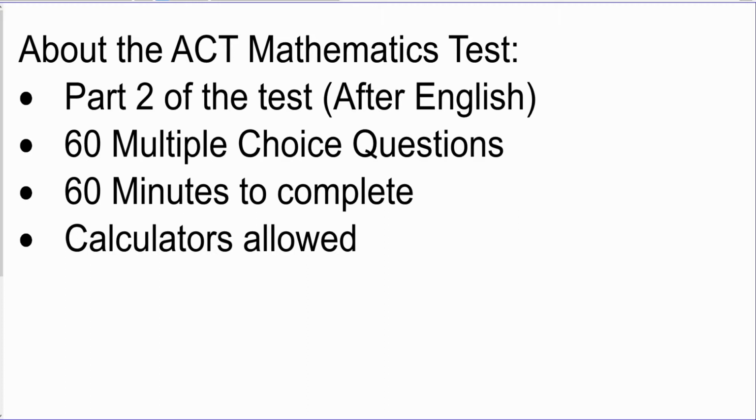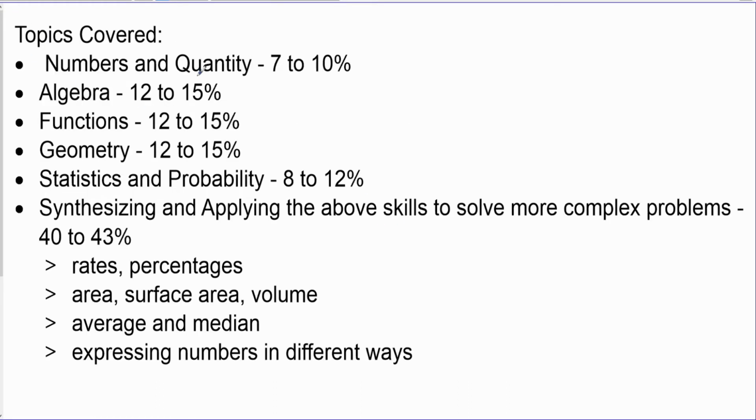The ACT itself covers multiple different topics. Math is the second part of the test, usually after the English section. It consists of 60 multiple choice questions, given over 60 minutes, assuming that you don't have an accommodation for some kind of extended time or if you're using a different format. And calculators are allowed on all portions for every question, which is different than the SAT, which has a non-calculator and a calculator portion.